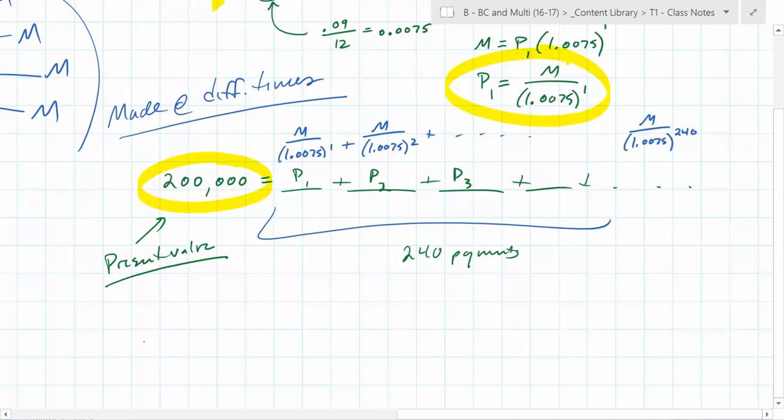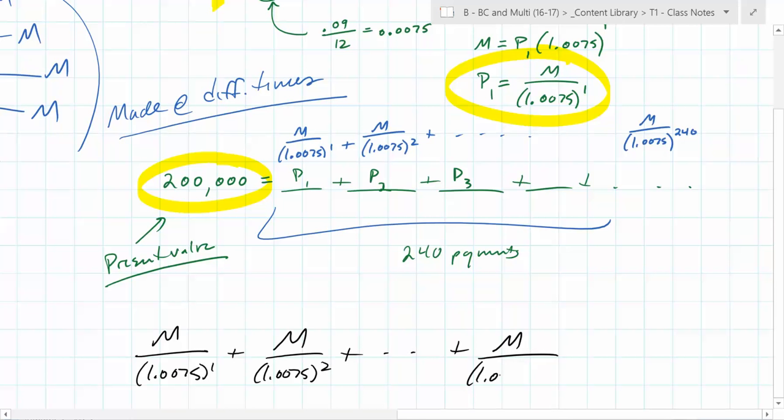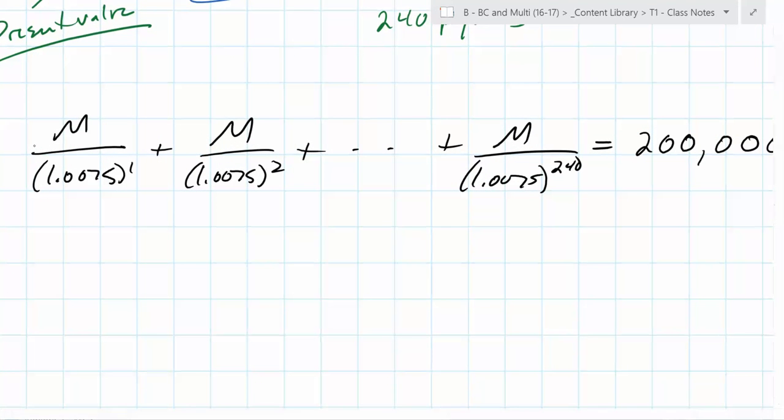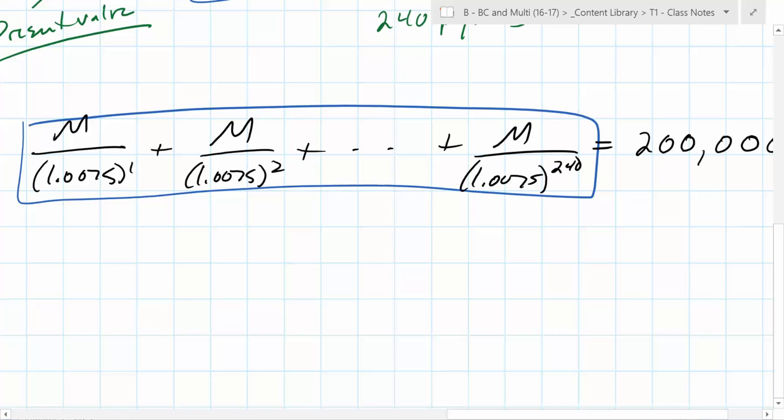So what geometric series do we have here? We have this one right here: M over 1.0075 to the first plus M over 1.0075 squared all the way up to M over 1.0075 to the 240th is equal to 200,000. And I put that in the wrong spot. Is this okay right here? So the real question is, what kind of series is this? It is a finite geometric series.